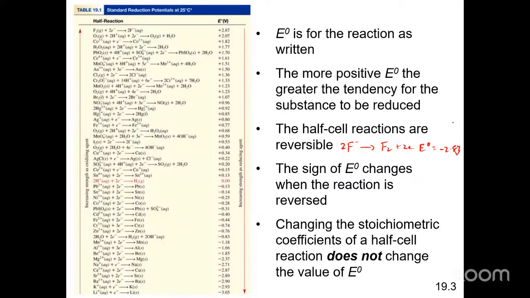The next thing I want to say about standard EMF values, which is very different from what we learned with respect to enthalpy and entropy, is that when you multiply the equation by a certain number, where all the coefficients are changed, the standard EMF value does not change. As stated here, changing the coefficients does not change the value of E0, but the equation still must be balanced. That's the important thing. Even if you multiply by 2, 3, 4, whatever, the value does not change as far as the standard EMF value is concerned.